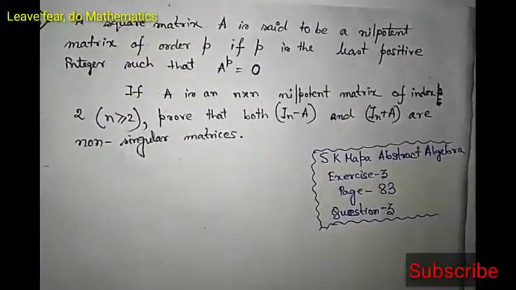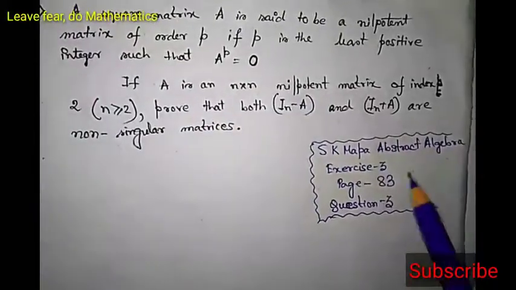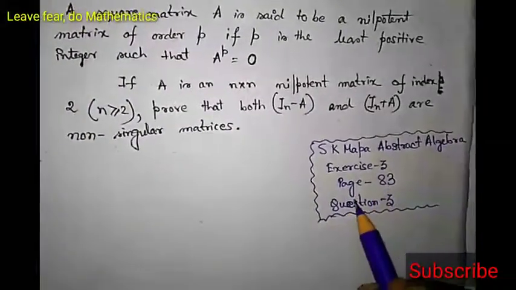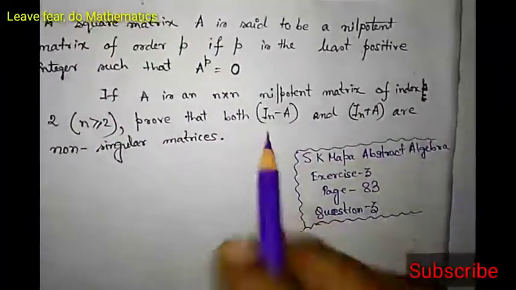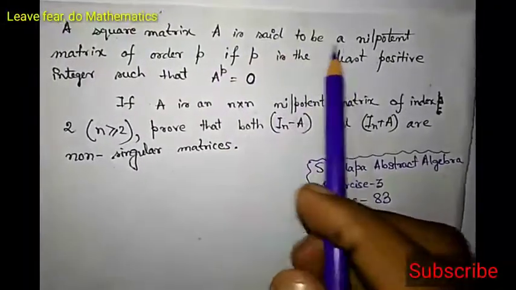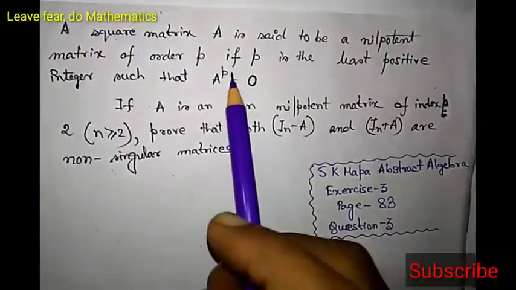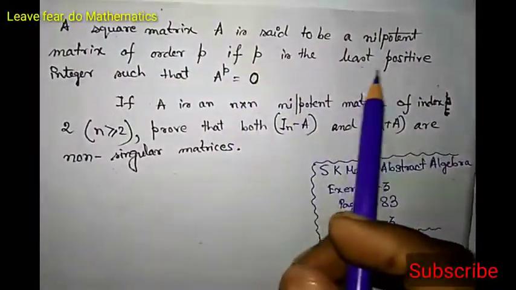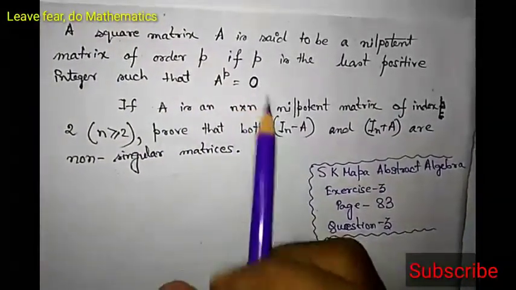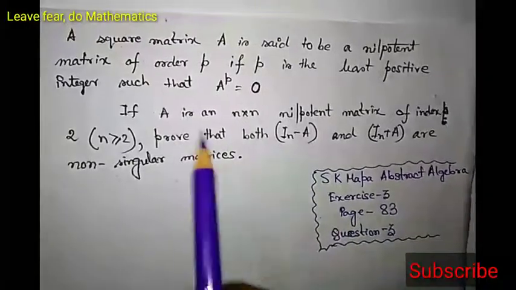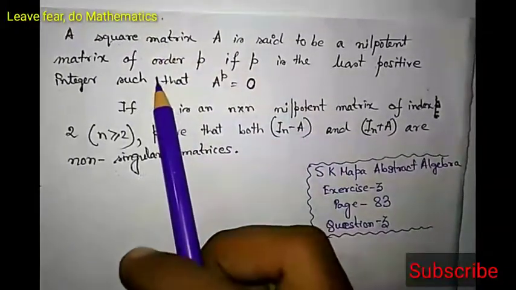Today we are going to solve a problem from K Mapa's Abstract Algebra book, exercise 3, page 83, question number 3. The problem says a square matrix capital A is said to be a nilpotent matrix of order P if P is the least positive integer such that A power P equals the 0 matrix. So this is basically the definition of a nilpotent matrix.